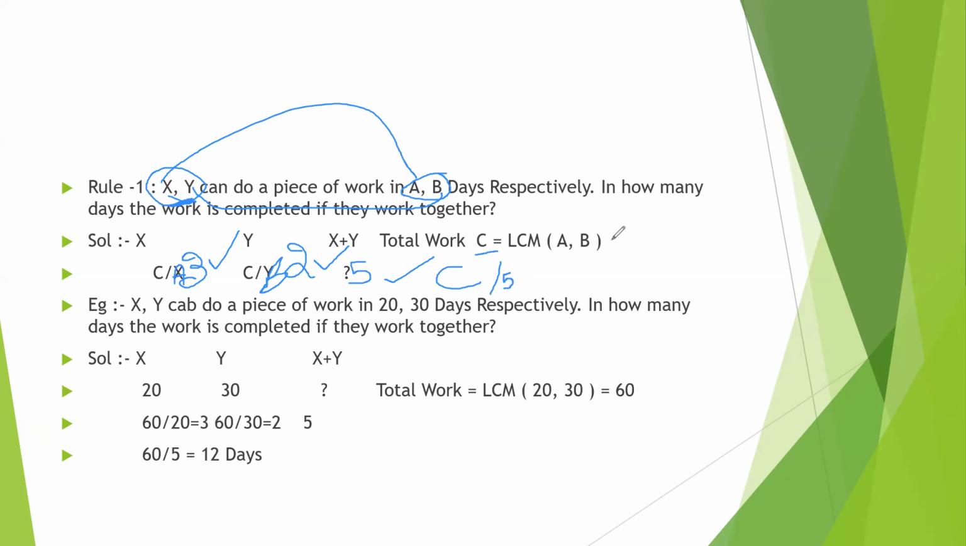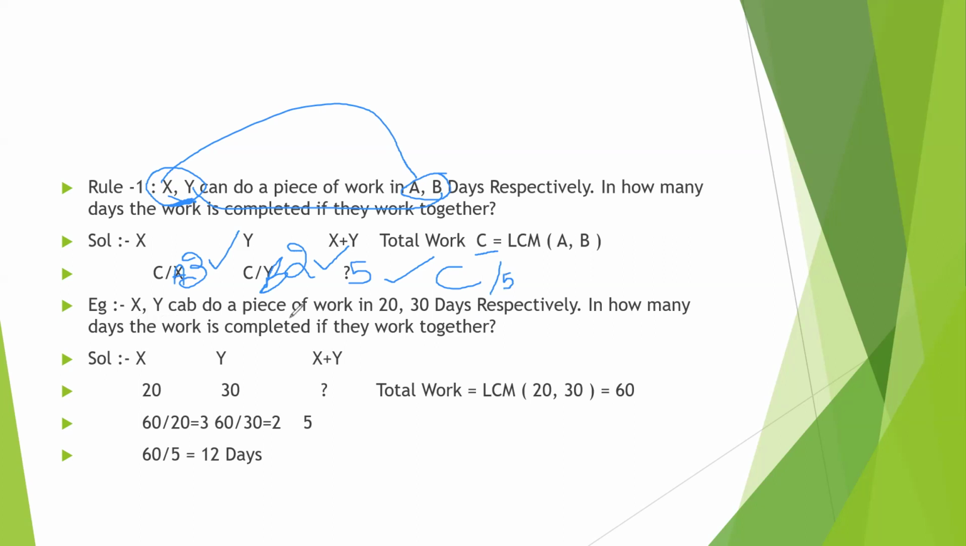This is about Rule 1. What is Rule 1? If two persons can do the same work individually in different days, then if they combine, in how many days will they complete the same work? Let's see an example so we can easily understand.